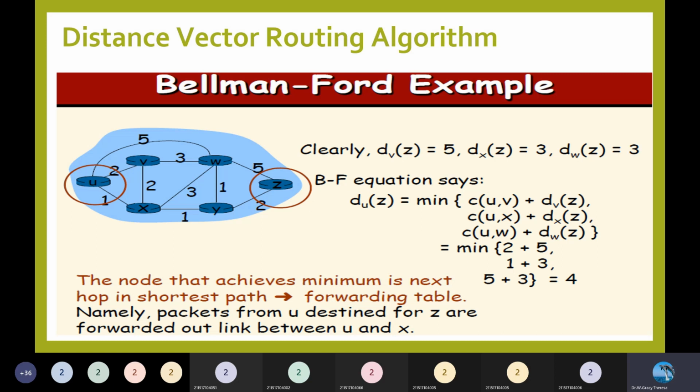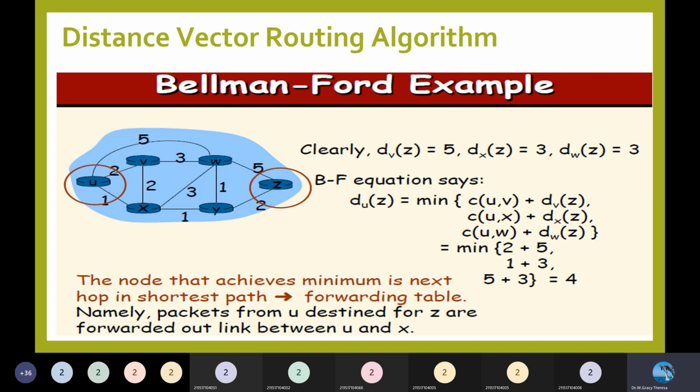So by calculation we know that the cost of U to V is 2, 2 plus the distance of V to Z. We all know the distance of V to Z is 5. So 2 plus 5. So traveling from U to V, V to X, X to Y and Y to Z, the cost is 2 plus 5 is 7.